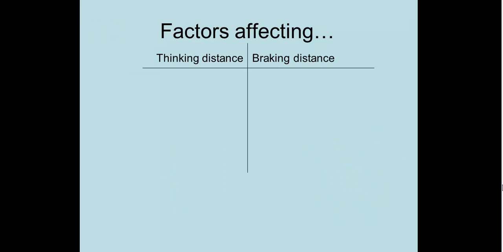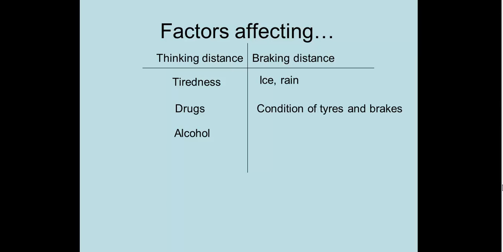Factors affecting the thinking distance include tiredness, drugs, alcohol. Factors affecting the braking distance would be road conditions such as ice and rain, the condition of the tyres and brakes. The number of passengers increases the mass of the car and so reduces the ability for the car to decelerate. Speed affects the thinking distance and the braking distance.